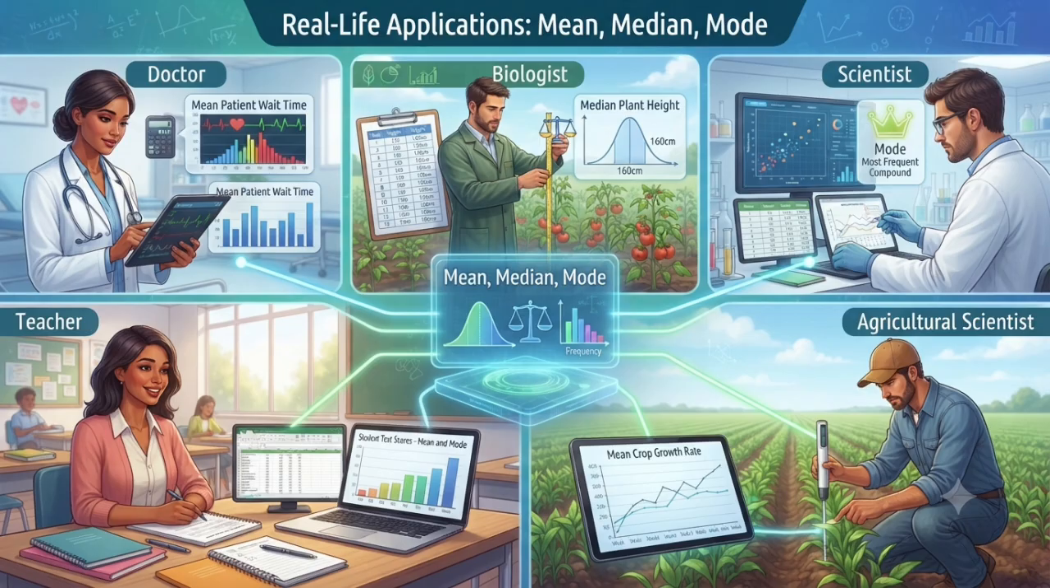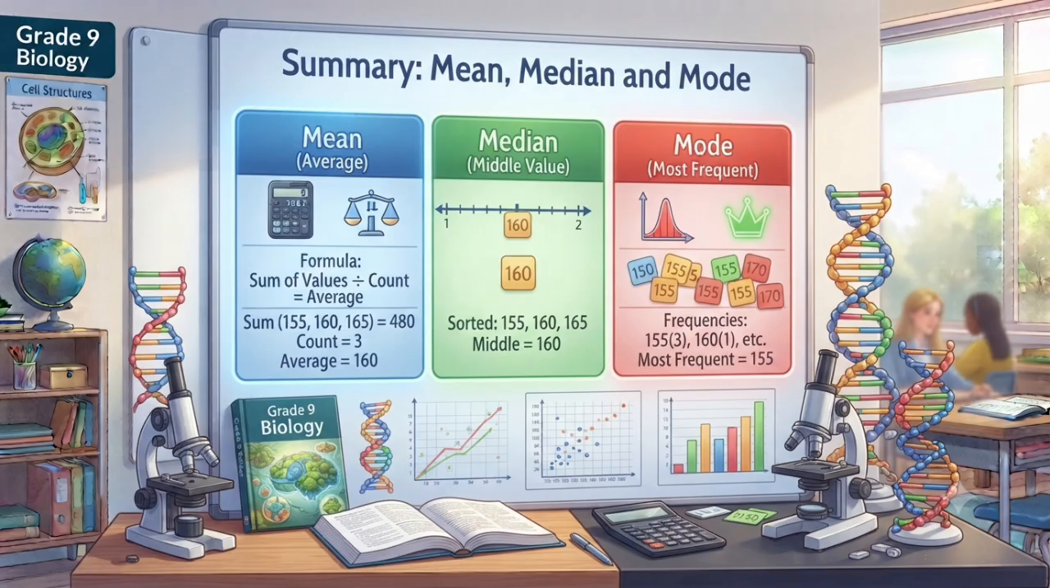Importance of mean, median, and mode. These measures are widely used in biology, medicine, agriculture, economics, and everyday life. Biologists use them to analyze the average height or weight of organisms, compare experimental results, study population data, and make scientific decisions.